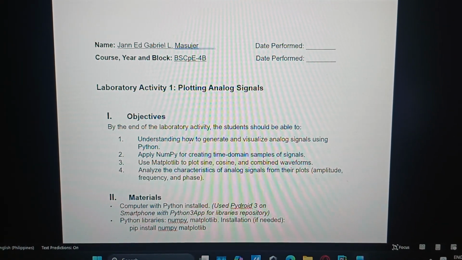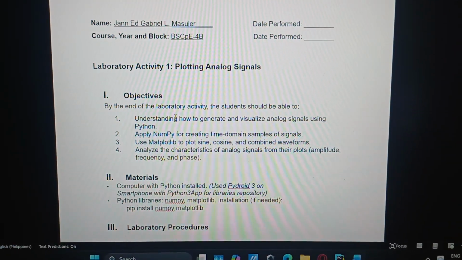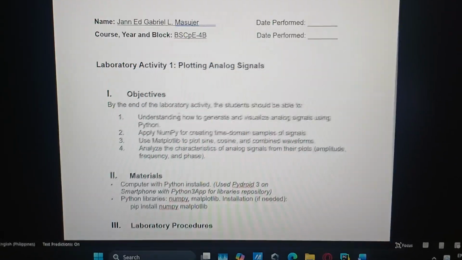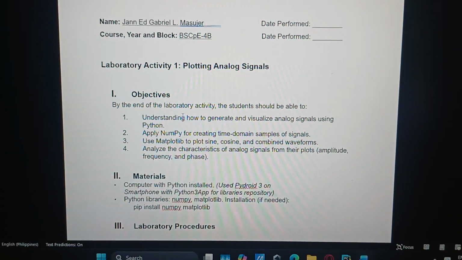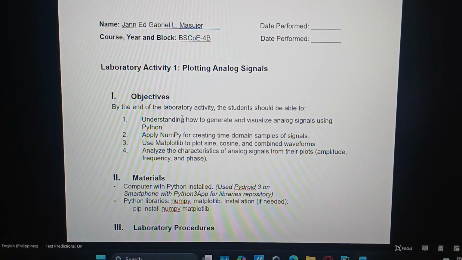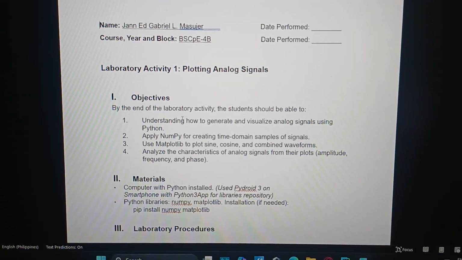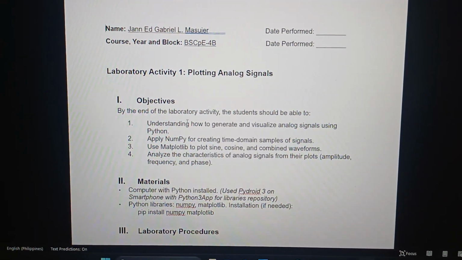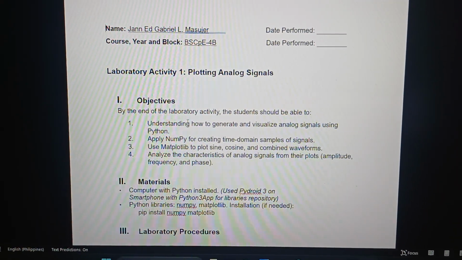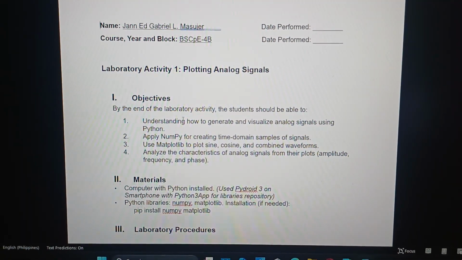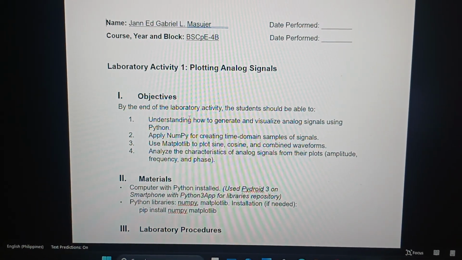So the objective of this activity is understanding how to generate and visualize analog signals using Python, applying NumPy for creating time domain samples of signals, using Matplotlib to plot sine, cosine, and combined waveforms, and analyzing the characteristics of analog signals from their plots, which are amplitude, frequency, and phase.